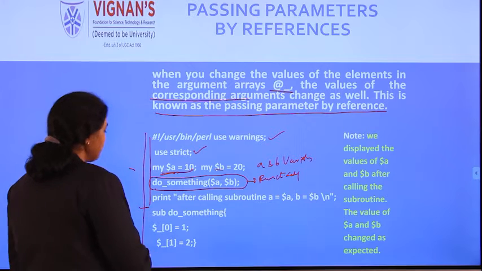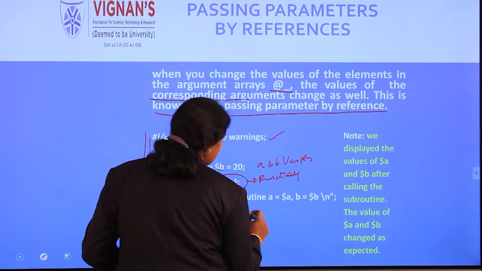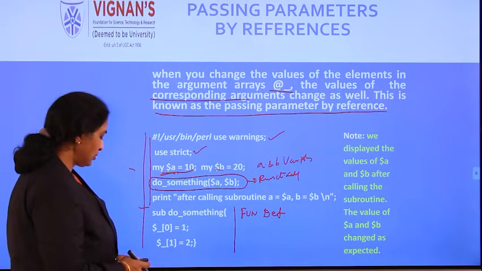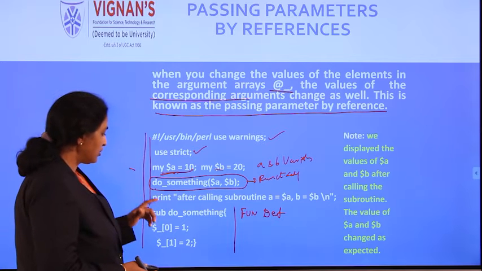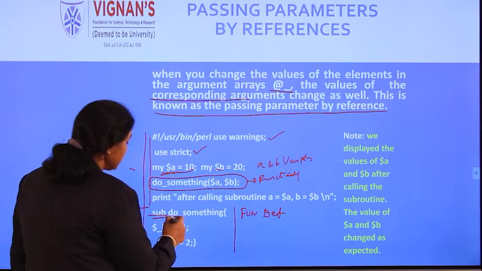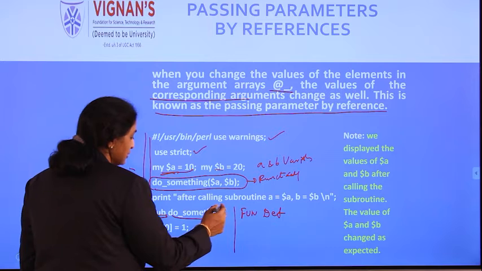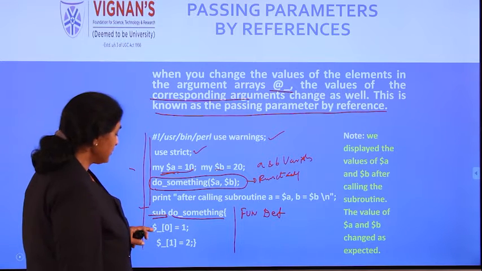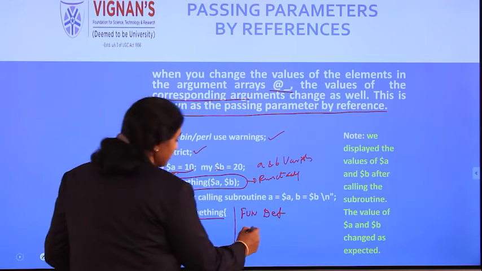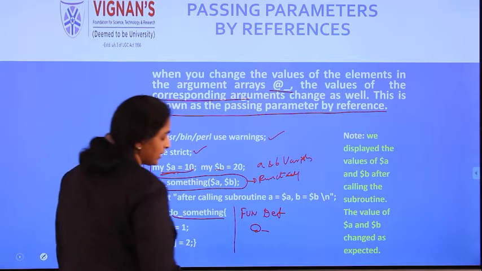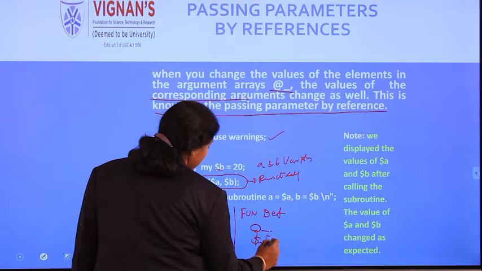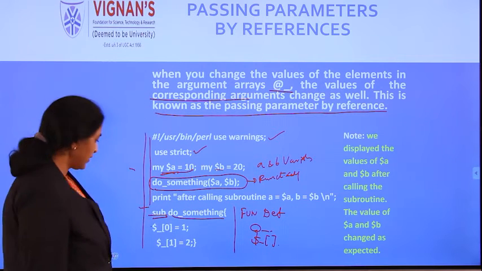Now we will see the function definition. This is your function definition. The function definition starts with the keyword sub. do_something is the name of the function. Now, as I mentioned at the beginning, this is how to access the array elements: the array is created with @_, and you denote the elements as $_[0] and so on. This is the way you access the elements.